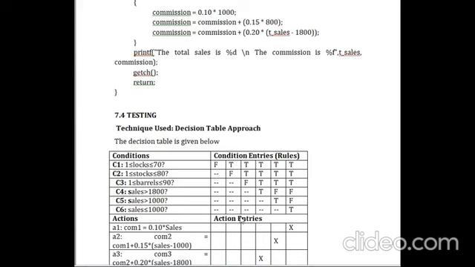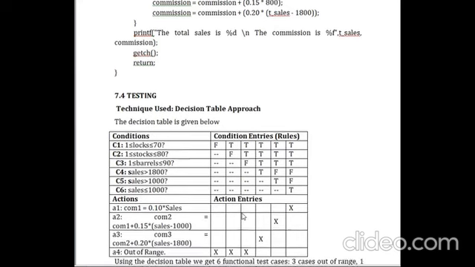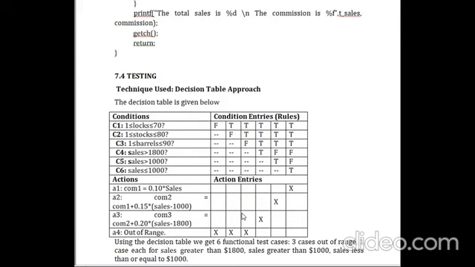Come to the testing technique used here, the decision table approach. A decision table contains 4 portions: the conditions, condition entries, the actions and the action entries. C1, C2, C3, C4, C5, C6 are the conditions, A1, A2, A3, A4 are the actions. These are the condition entries, and these are the action entries.